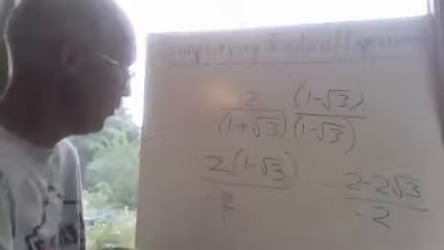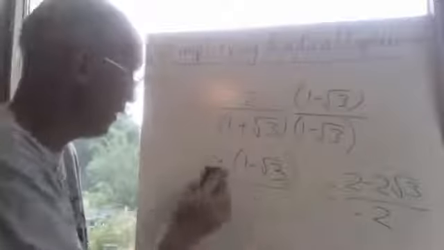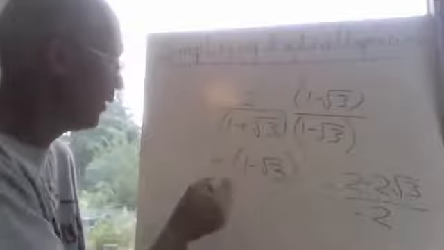2 over 2 cancels out. We're still left with this negative sign. So you can leave it like that, or you can turn everybody the opposite here. We don't need this anymore. So that's okay. Or you can multiply that by everybody and make it square root of 3 minus 1. That would also be acceptable.